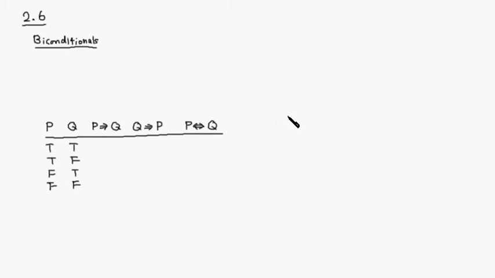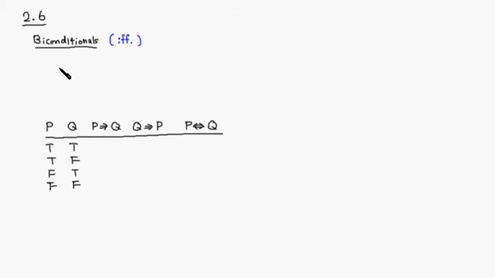Okay, let's look at section 2.6. This section talks about biconditionals. Right? Biconditionals are basically if and only if statements. So this is the same thing as if and only if. Remember that IFF is the short notation for if and only if.